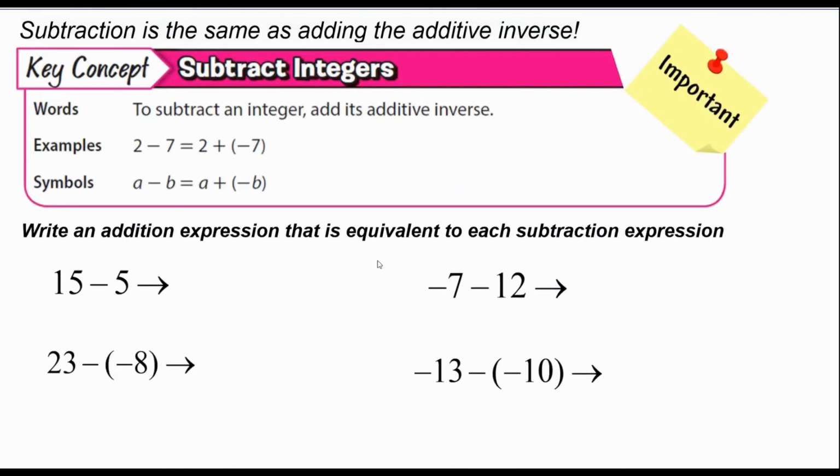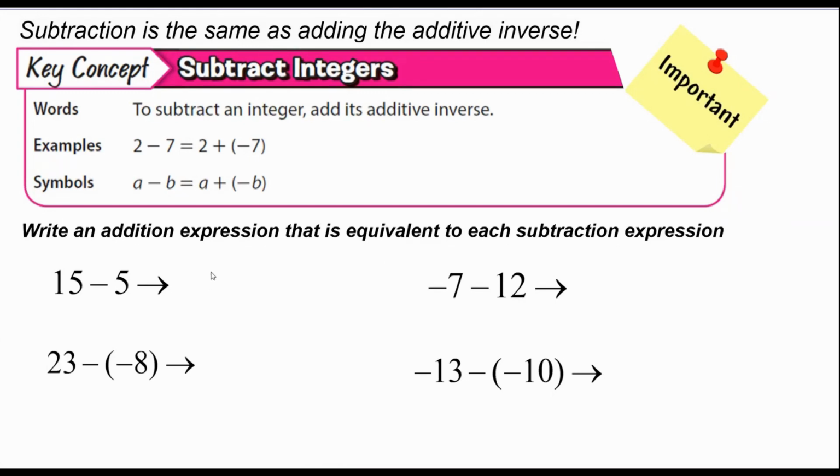So subtraction is the same as adding the additive inverse, or adding the opposite of the number. So we can create an equivalent addition expression from a subtraction expression and vice versa. It makes some of the problems a lot easier to compute if we write them in their addition form, because addition is a little bit easier operation to do. So we're going to practice that right here. What addition expression would be equivalent to each subtraction expression? So 15 minus 5, now that I could do, but what would that look like as addition?